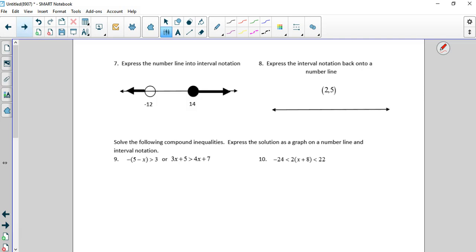Okay, the instructions on the previous page, the title, compound inequalities. Express the number line in interval notation. Well, we have a negative 12 going out towards negative infinity. It's an open dot, so it's parentheses. We have a 14 with a closed dot, bracket, going out to positive infinity. 2, 5. I mark 2, I mark 5. It's going in between, and I look and see parentheses, so that's an open dot, bam.